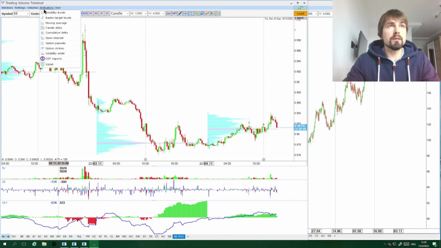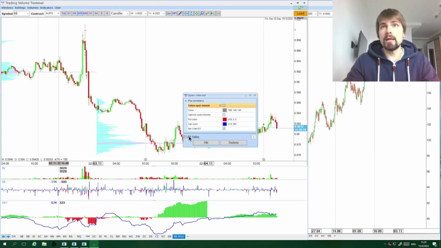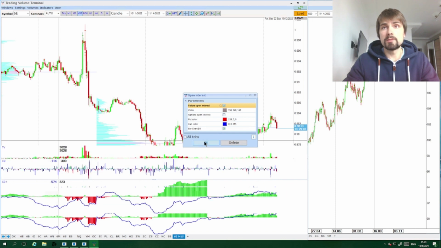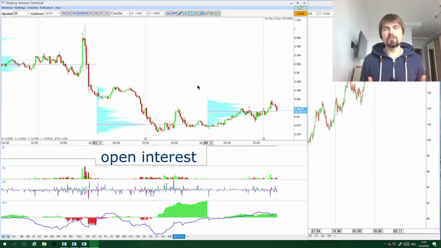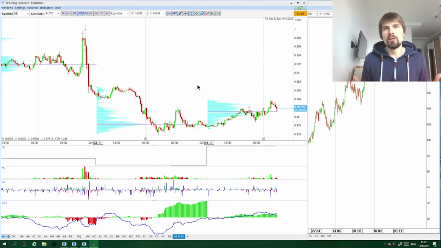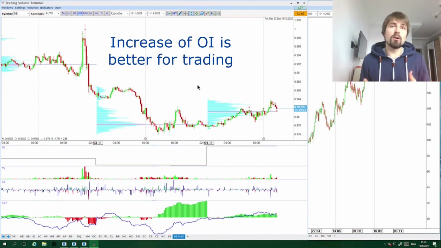And the last one, indicators open interest. Futures open interest, and also tick all tabs and press OK. Open interest shows you more important information than volume, the involvement of new money in the movement. It's a pity that we don't receive this information in real time like volumes, but we need to analyze this information when we get it. So an increase is always better for us than a decrease.